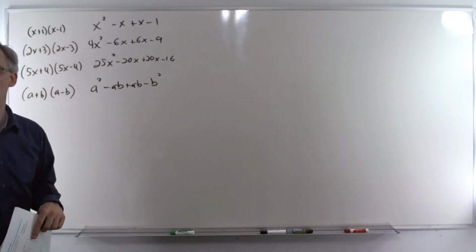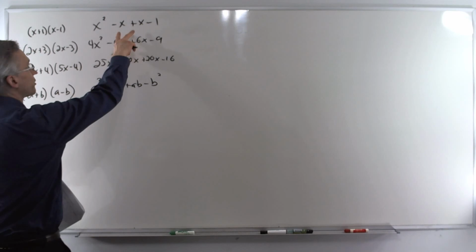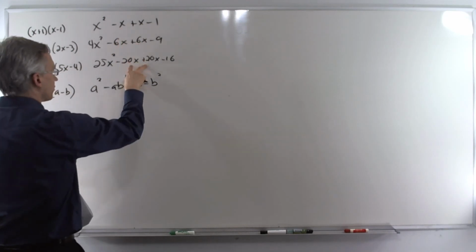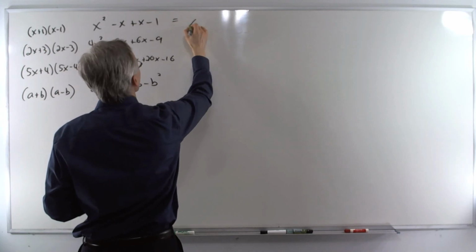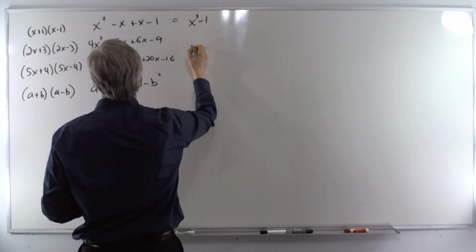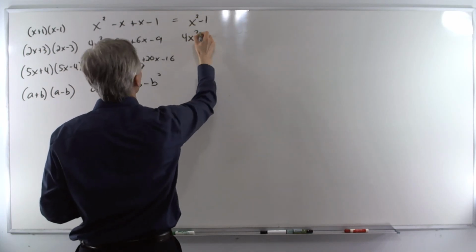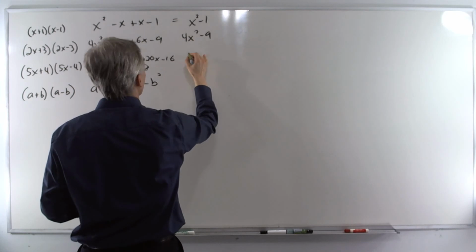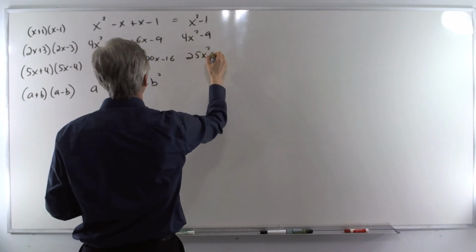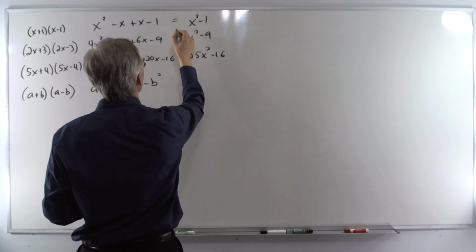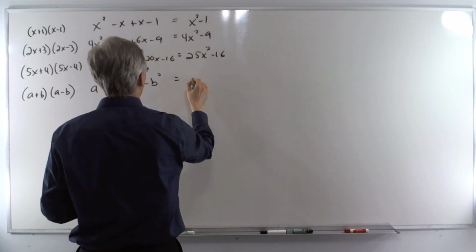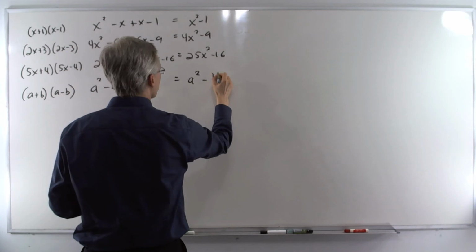Alright, so you may have noticed a pattern developing. The two middle terms are opposites of each other, and those are going to cancel in every one of these cases. So what do we get? Here we get x squared minus 1. Here we get 4x squared minus 9. 25x squared minus 16. And a squared minus b squared.